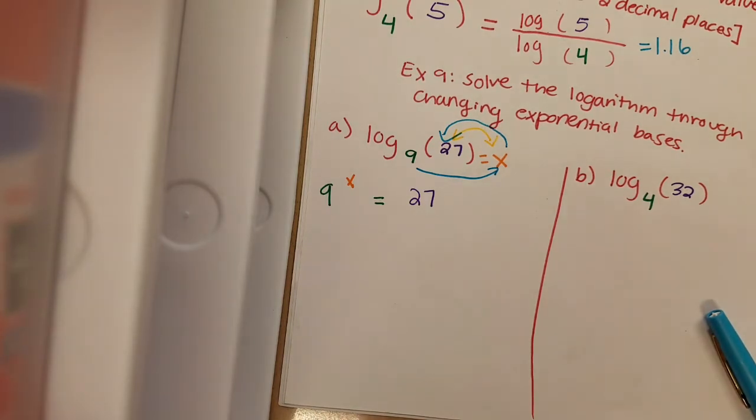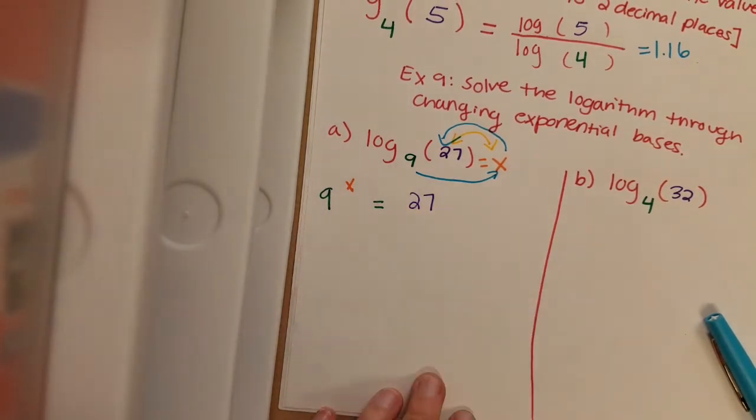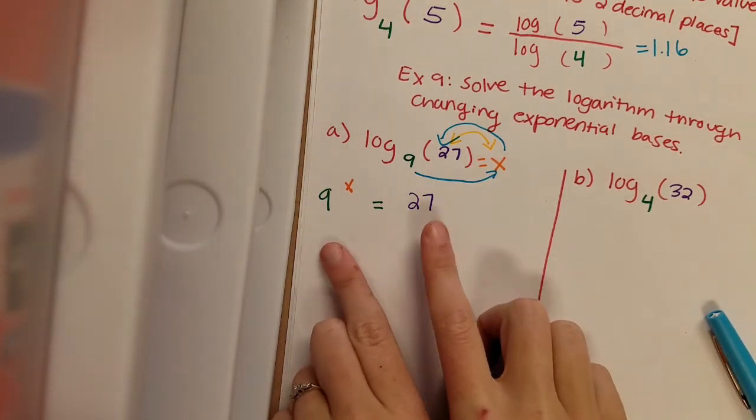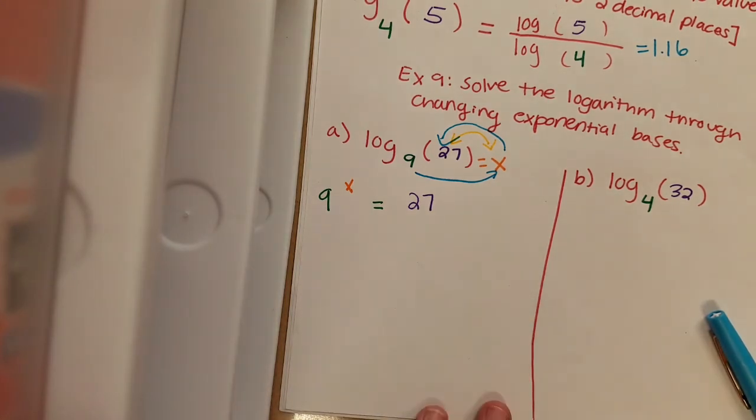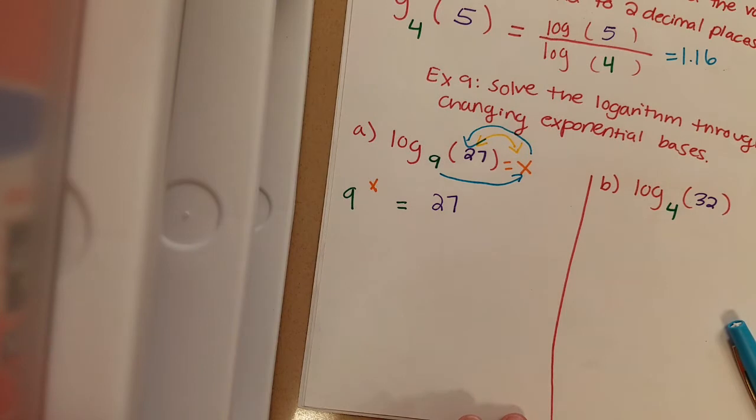So I have to think of another base that not only goes into both 9 and 27, but I can raise to an exponent and get 9 and 27. The only other thing that goes into 9 and 27 that's alike is 3. So I'm going to be converting each of these bases to base 3. Let's see what happens with that.